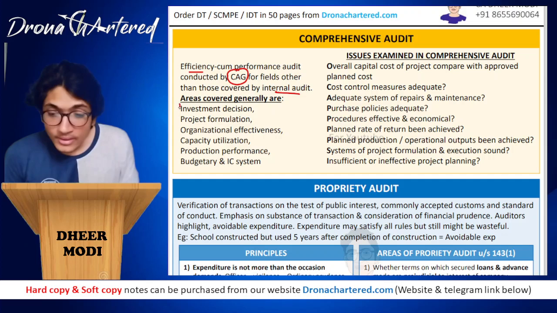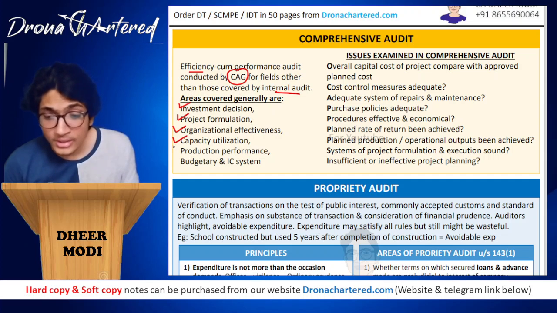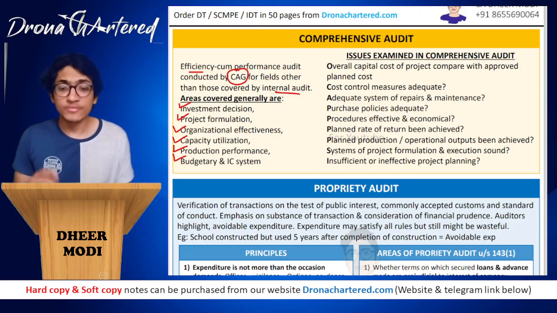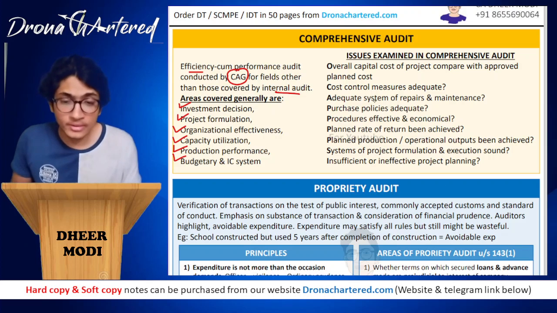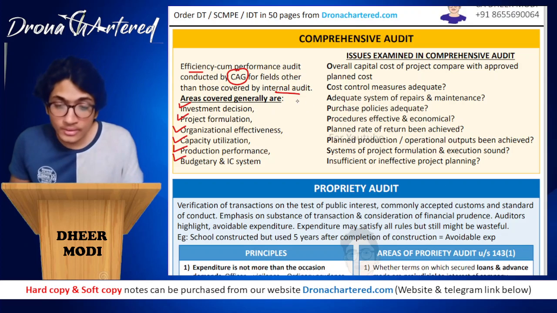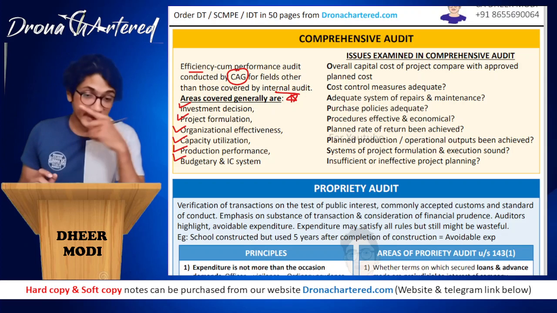So areas covered are investment decisions, project formulation, organizational effectiveness, capacity utilization, production performance, and budgetary and internal control system. I don't think you need any explanation for this as we will be discussing it. So these are the areas covered by comprehensive audit. This is an important part, so definitely learn this.